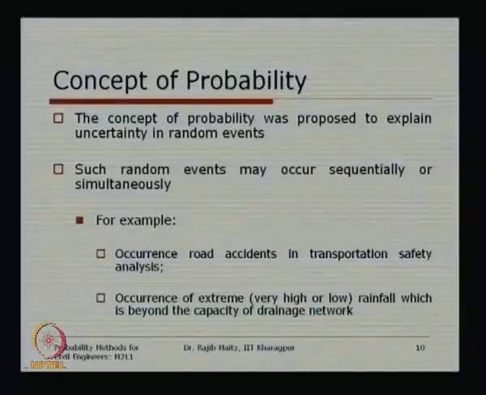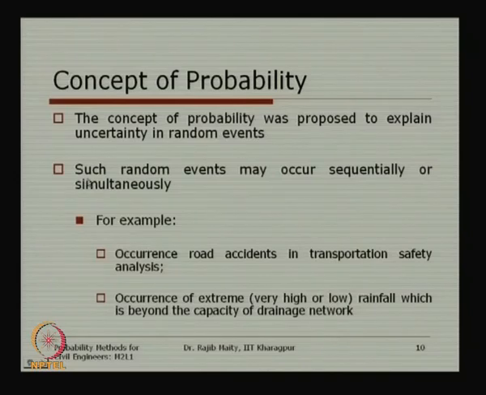So any particular random variable we can observe in a time sequence or in a spatial sequence, and there are different types of analysis that we can do, and we will take you through all these things. For the time being, we should understand that these random events can happen either sequentially or simultaneously.